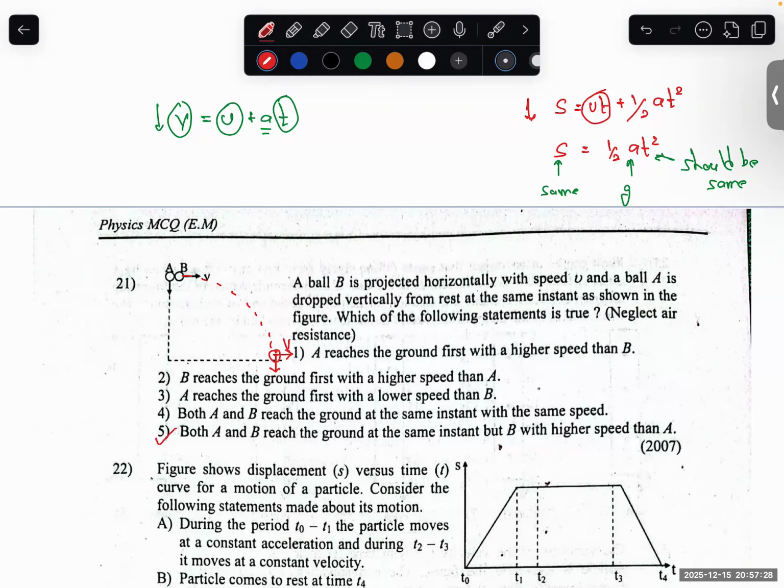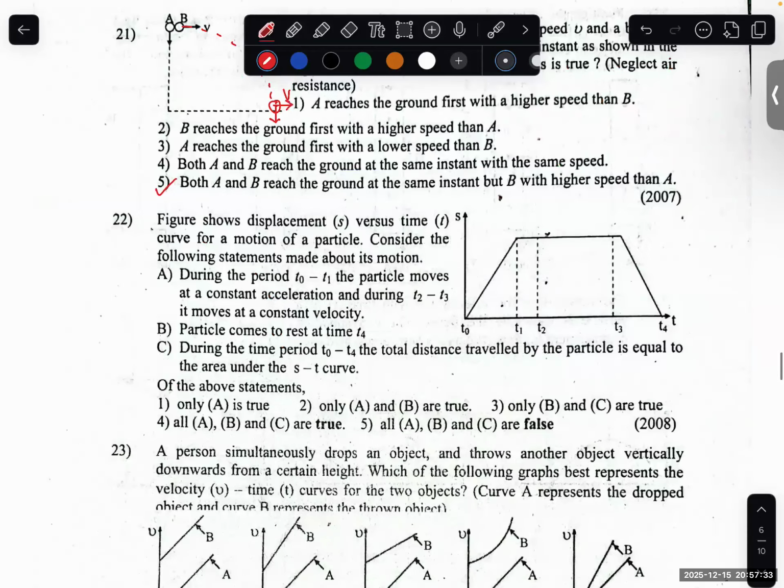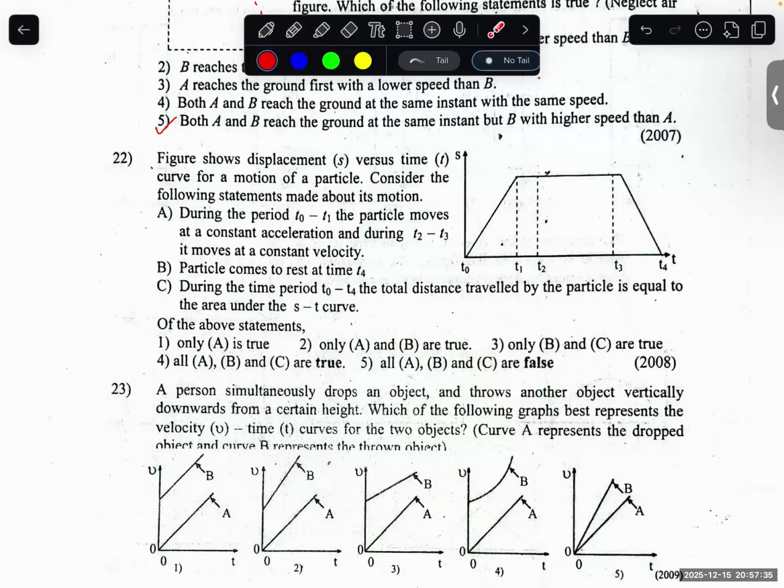The correct answer is the fifth one. Now question number 22. The figure shows a displacement versus time curve for the motion of a particle. Consider the following statements made about this motion. During the period t to t1, the particle moves at a constant acceleration, and during t2 to t3, it moves with constant velocity. Note the thing, it's a displacement time graph.